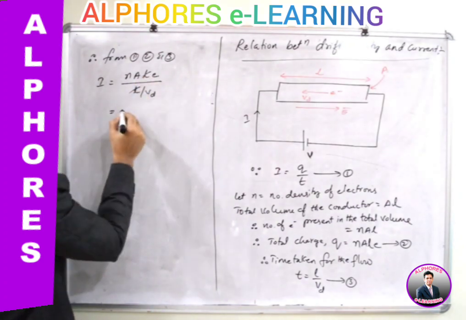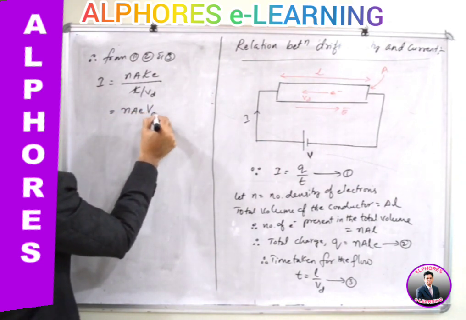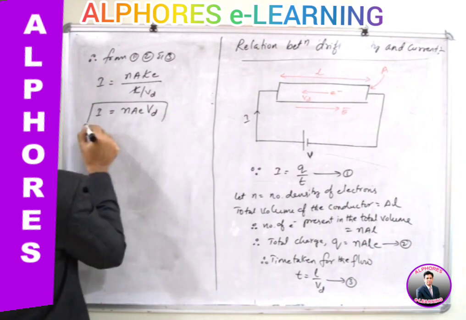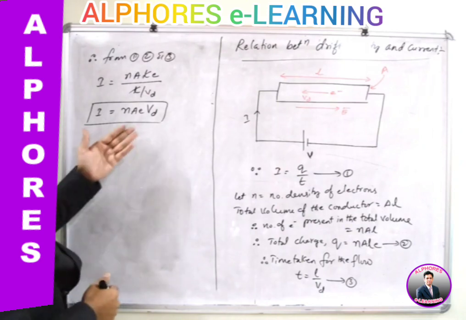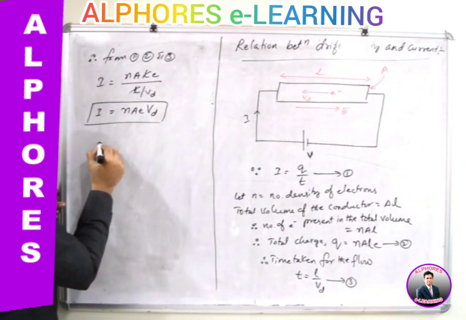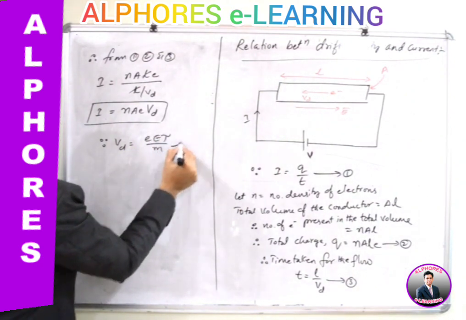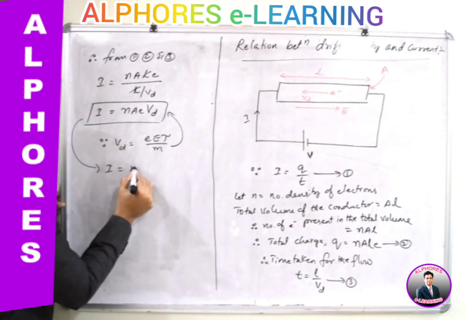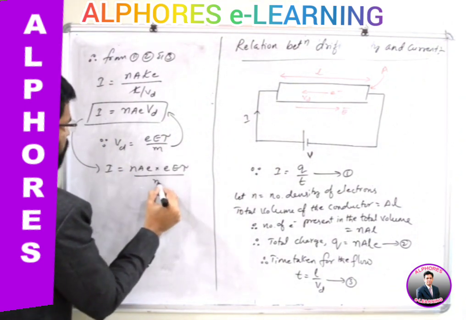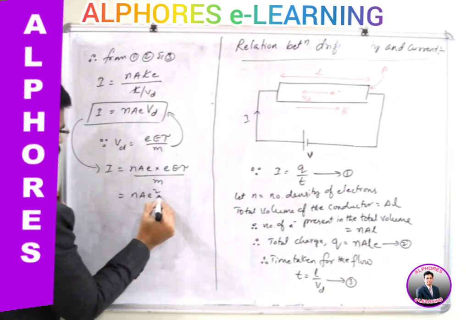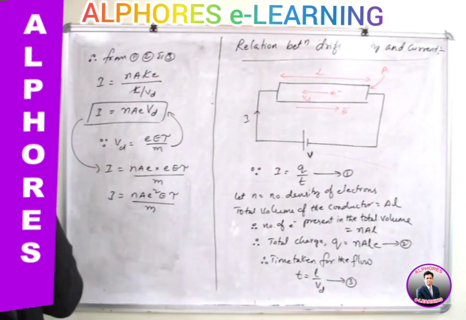L and L get cancelled, Vd goes to the numerator, then finally I equals nAeVd. This is the relation between electric current and drift velocity. And further you can make modifications, like you know the drift velocity's equation. What is the drift velocity's equation? Vd is equal to eEtau by m, and if you replace it here, then I gets modified like this: nAe into eEtau by m, or nAe squared E tau by m. So that's how you can write the expression for current.